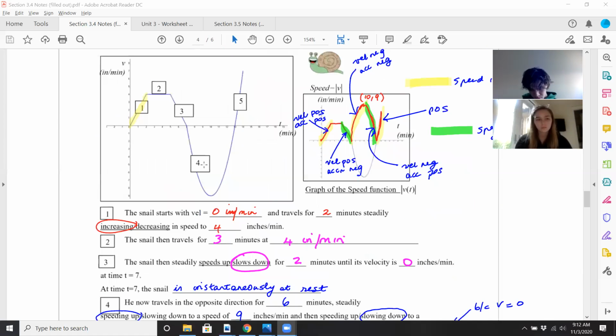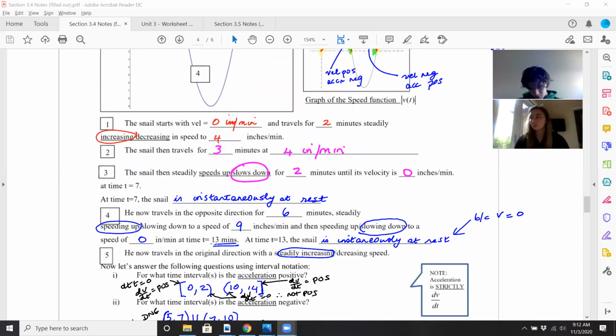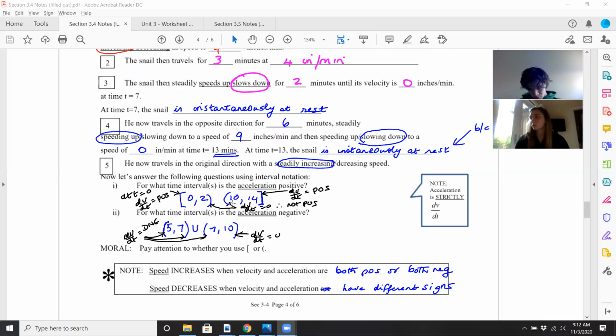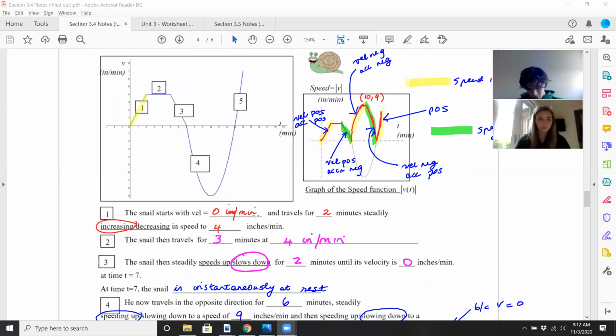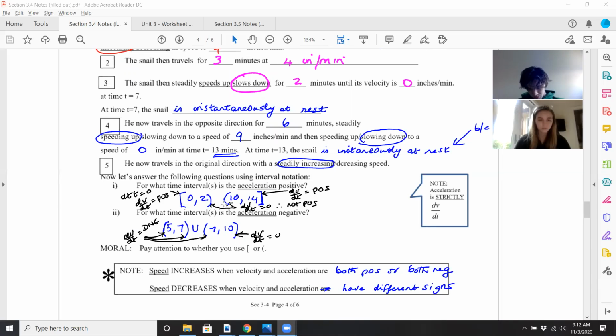And then at 10, we have a horizontal tangent. That derivative is 0, so 0 is neither positive nor negative. So we don't have a positive or negative acceleration there. So you don't include 10, but 14 is positive, so technically you should be doing brackets there.